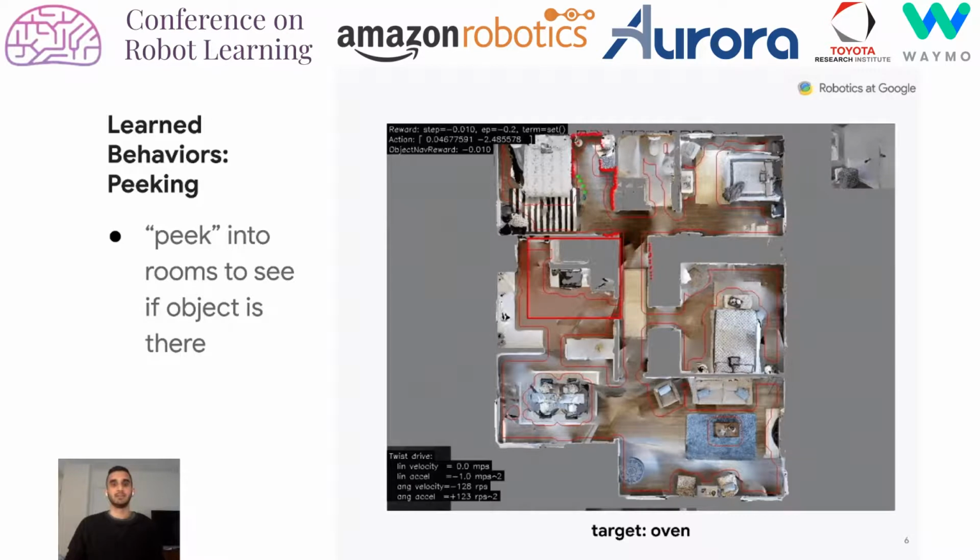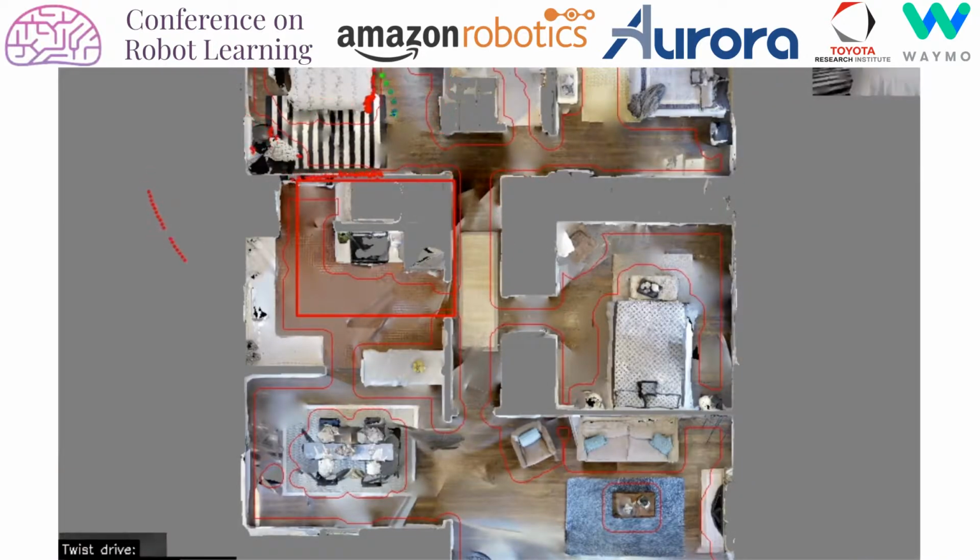In this example, we show that the robot learns a peeking behavior, where the robot enters a room just enough to check if the object is present. The robot, starting from a bedroom, traverses a hallway, peeks into 2 other bedrooms, until it finally peeks into the kitchen and heads straight towards the oven.